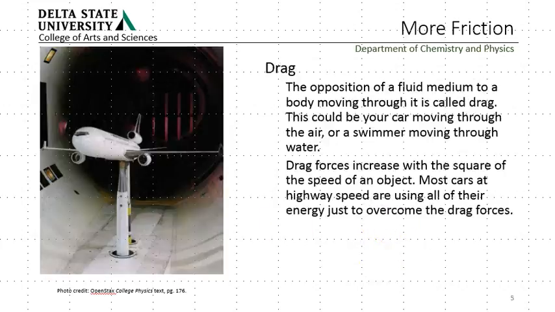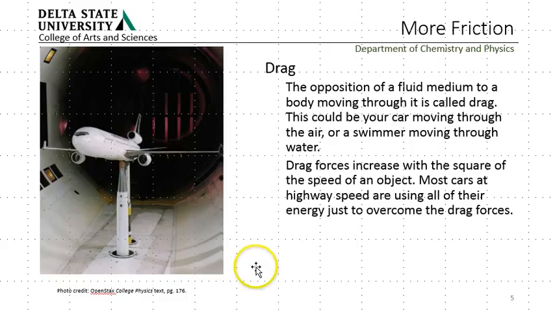Next bit of friction is drag. So drag is what happens when an object moves through a fluid. And we often forget that air is a fluid, and that when planes go through air, they experience drag. When you drop things in air, they experience drag. Drag forces increase with the square of the speed, right?